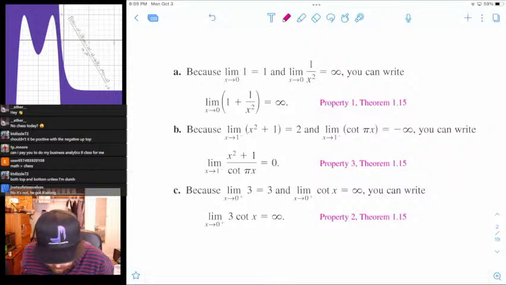And there, if you do 2 divided by infinity, you get 0. And there, if you do 3 times infinity, it's still infinity. That's all they're showing there.